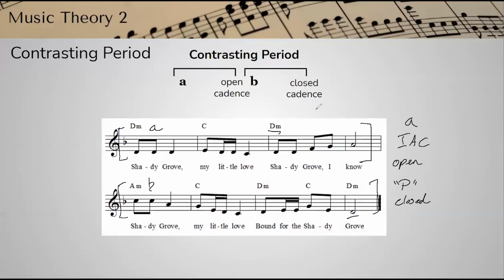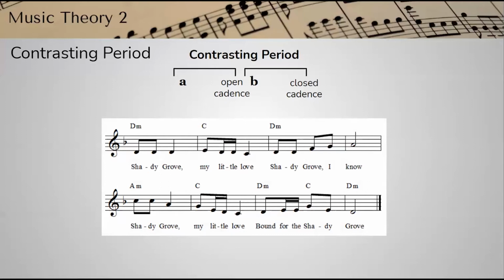So again, it's a period because the first phrase sets up the second phrase, but it's a contrasting period because there's no relationship between those two phrases. So the first phrase, A, right? Okay. So that's a contrasting period, a period in which you have no connection between the two phrases, but the first one still sets up the second one.